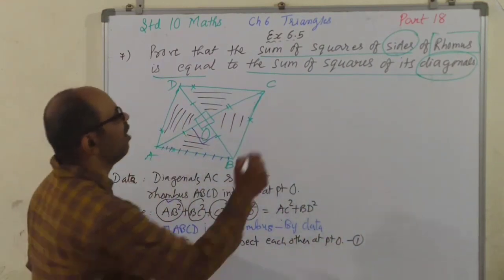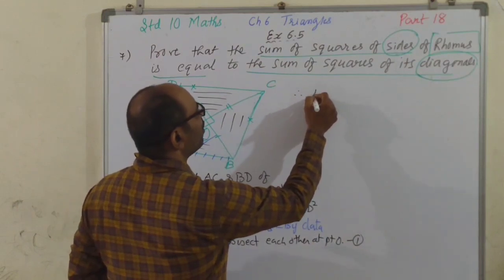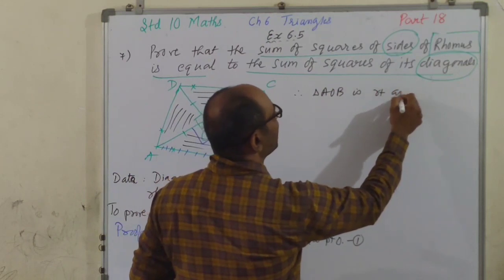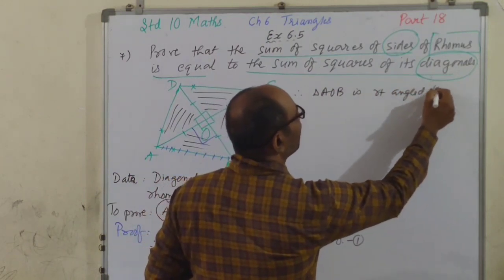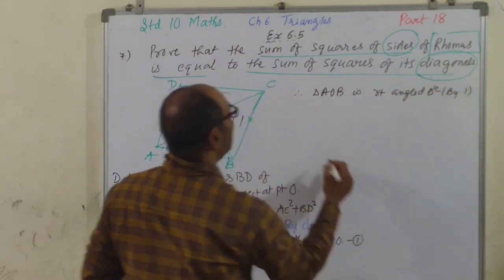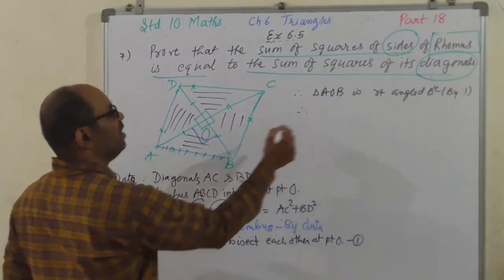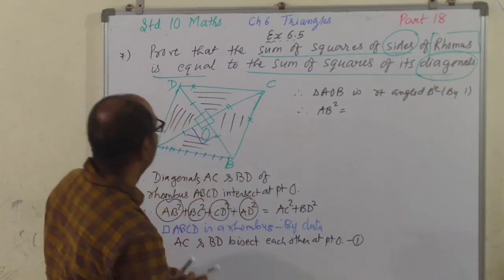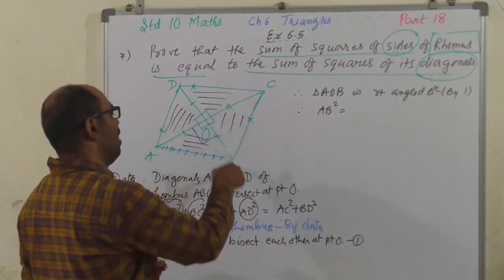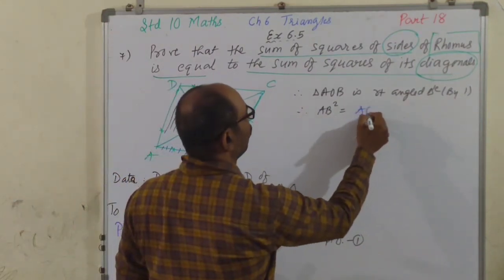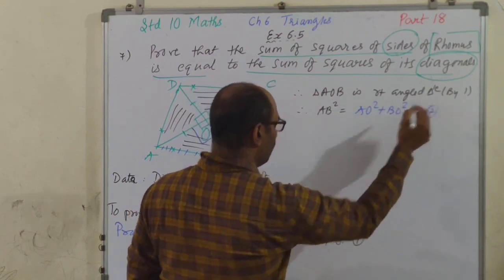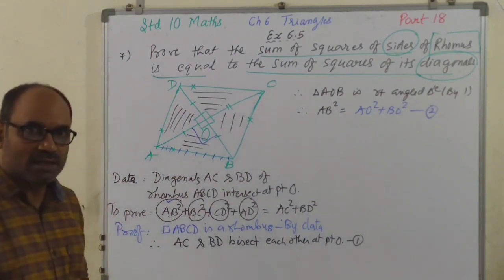So why this? Therefore, triangle AOB is a right angled triangle by 1. Therefore, AB square is equal to what? OA square plus OB square. Yes, AO square plus BO square. Call it result number 2.